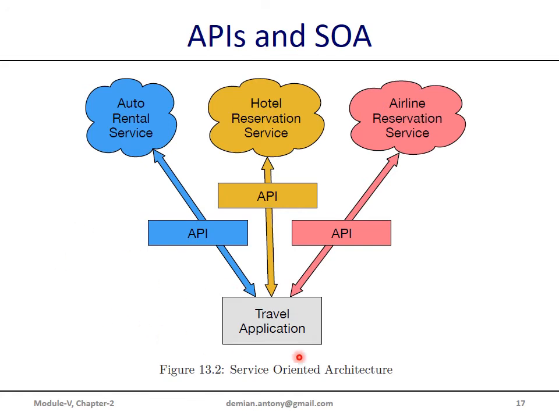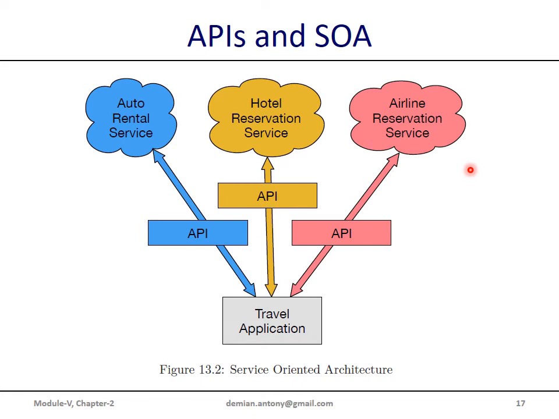This is a pictorial representation of the scenario. So we have a car rental service, a hotel reservation service, and an airline reservation service. We'll take up makemytrip.com as an example. This is a travel application, an application website, and this website uses the existing services provided by auto rental, hotel services as well as airline reservation services.